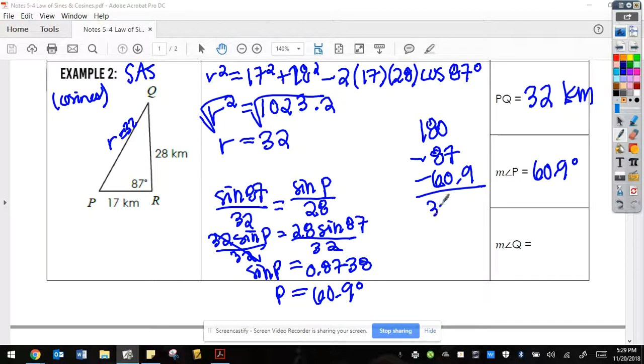And that should leave you with 32.1. So that means 32.1 degrees.